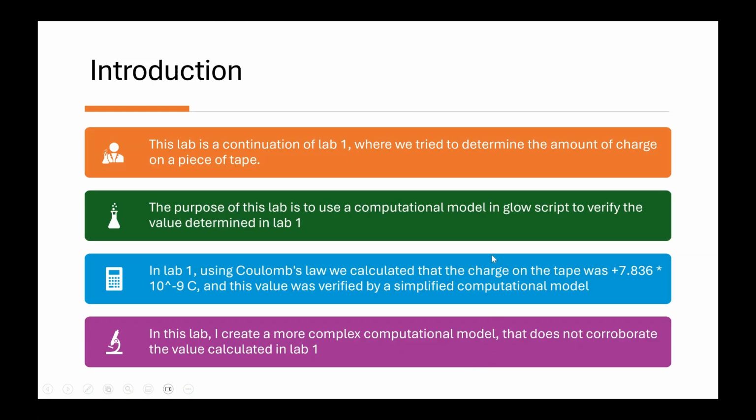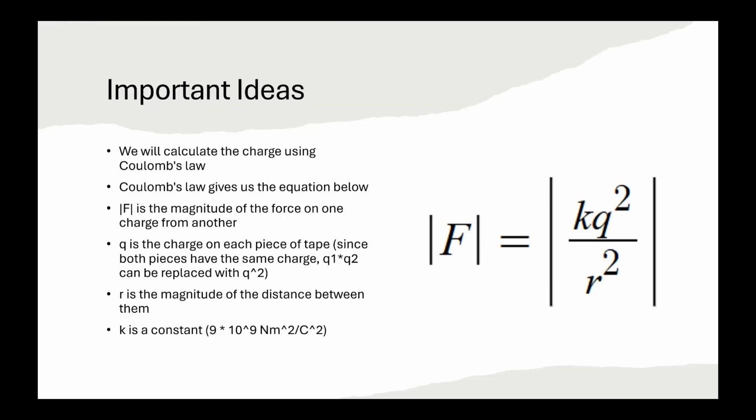This lab is a continuation of Lab 1, where we calculated the charge on a piece of tape to be 7.8 nanocoulombs and verified this value with a simplified computational model. In this lab, we use a more complex computational model to try to verify the value determined in Lab 1. And this computational model ended up not corroborating that value.